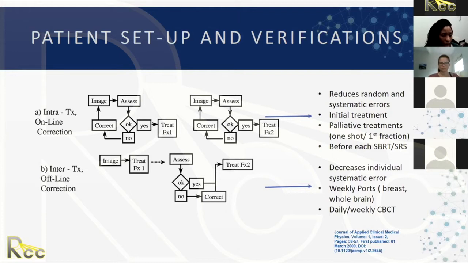The inter-fraction, the offline images really decrease the individual systematic errors. So we use this in situations where we're getting either weekly or daily imaging. Like weekly ports for breast, we look at this, or if we're getting daily or weekly cone beam CTs for pelvic or abdominal treatments, or whatever it is where you're getting repeated images, you need to be taking a look at these images so that you're alerting the radiographers when you want some sort of change.